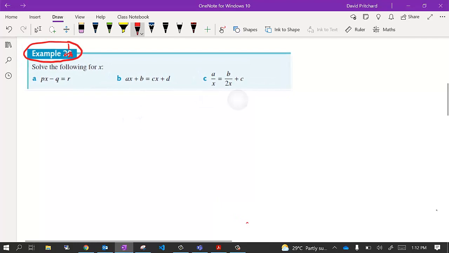All right. So fairly easy examples. We're looking to solve each of the following for x. So we're using that transposition skill. The first one, we have px take q is equal to r.